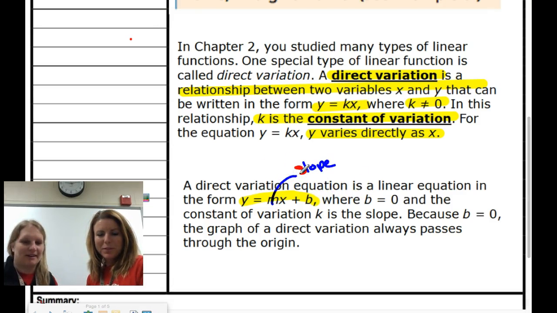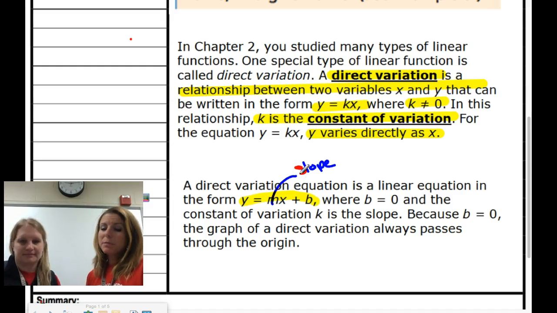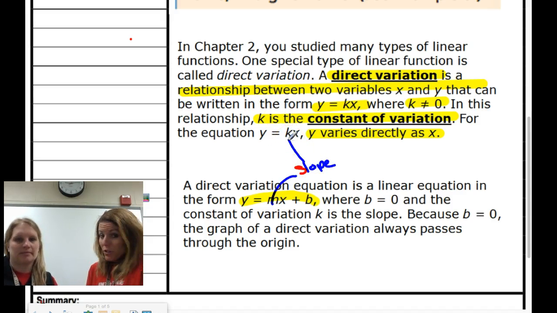All right. So what I had just said is, in the equation y equals k times x, k is our slope. And our y-intercept is 0, because there's nothing added to it. And because the y-intercept is 0, we know that our line is going to go through the origin, (0, 0).